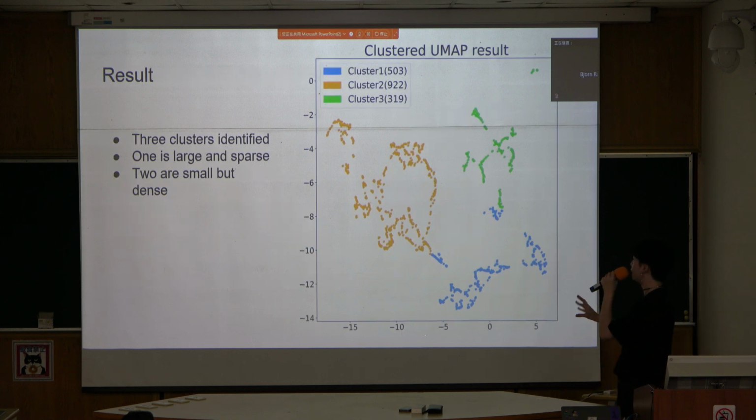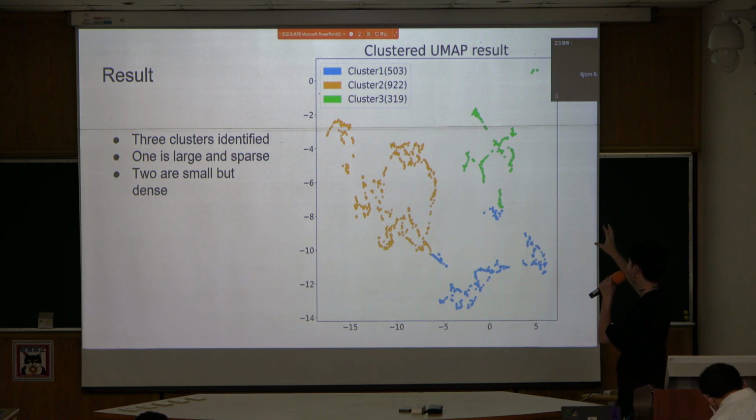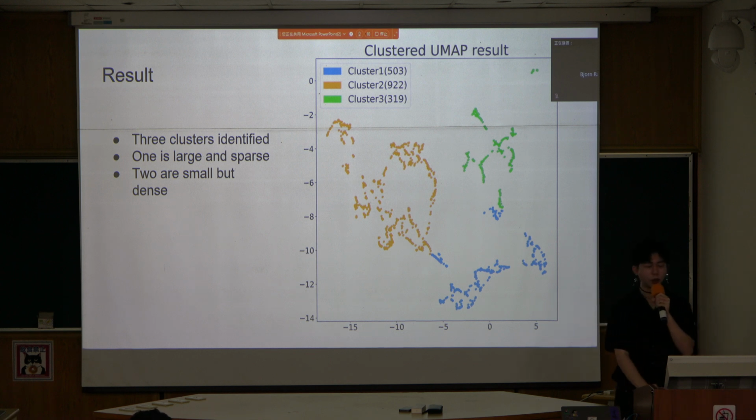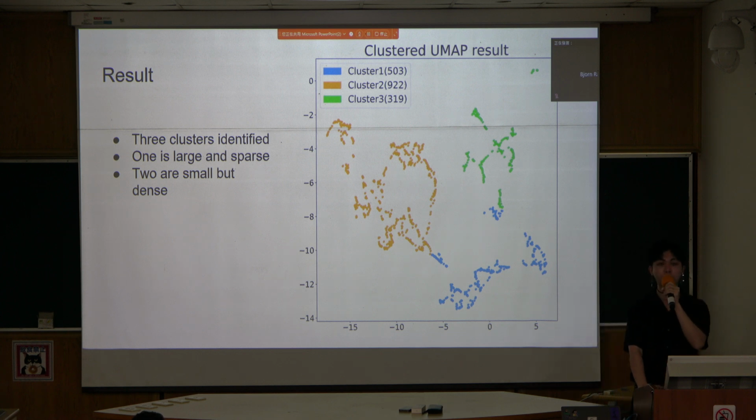In this result, we see there are totally 3 clusters identified by the machine learning. One of the clusters is large and sparse, and the other two are small but dense clusters. Okay, then we have a classification now. Now we want to know what has driven the machine to make this classification.